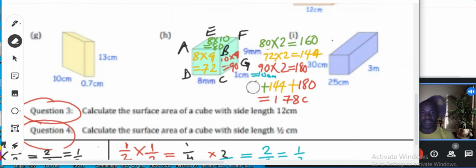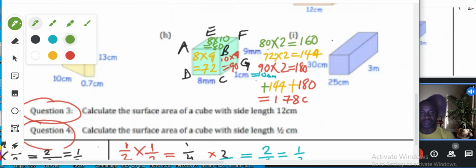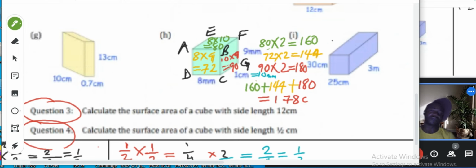I'm correcting that. So that tells you why you need to convert or change all of them to the same unit before you start working.